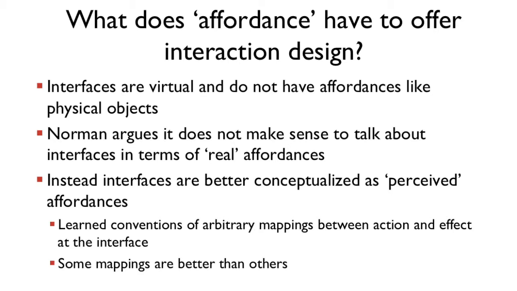So a scroll bar on a screen is obviously not a physical scroll bar, because it's just a bunch of pixels on a screen, but if you draw it to look like a physical scroll bar, then it provides a clue as to how to use it. And so interfaces are virtual and don't have physical affordances like physical objects, but they do have perceived affordances, and that's one of Don Norman's main contributions.